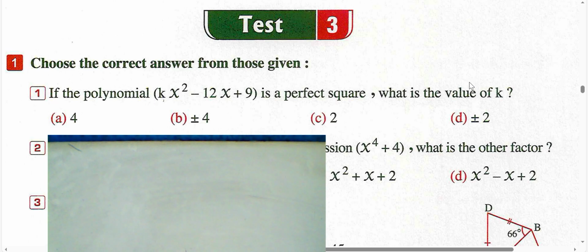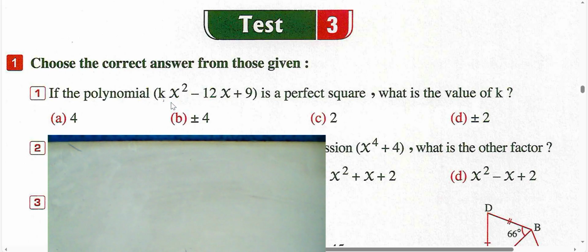Prep 2, today we'll solve test number 3 from the Master book at November revision, okay, this month. Question number 1, choose the correct answer from those given. Number 1, the polynomial x power 2 subtract 12x plus 9 is a perfect square. What is the value of k?